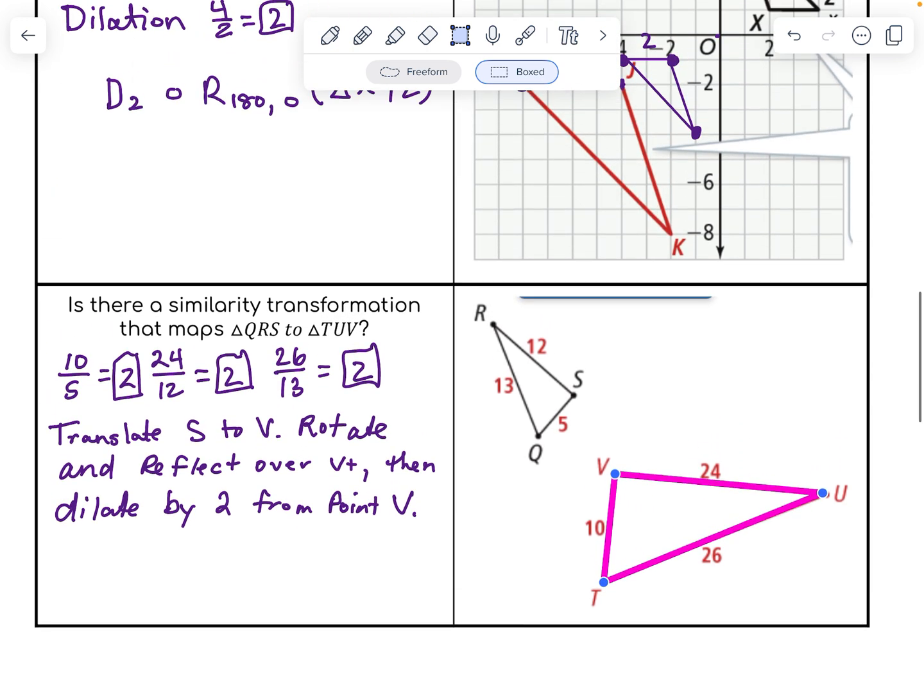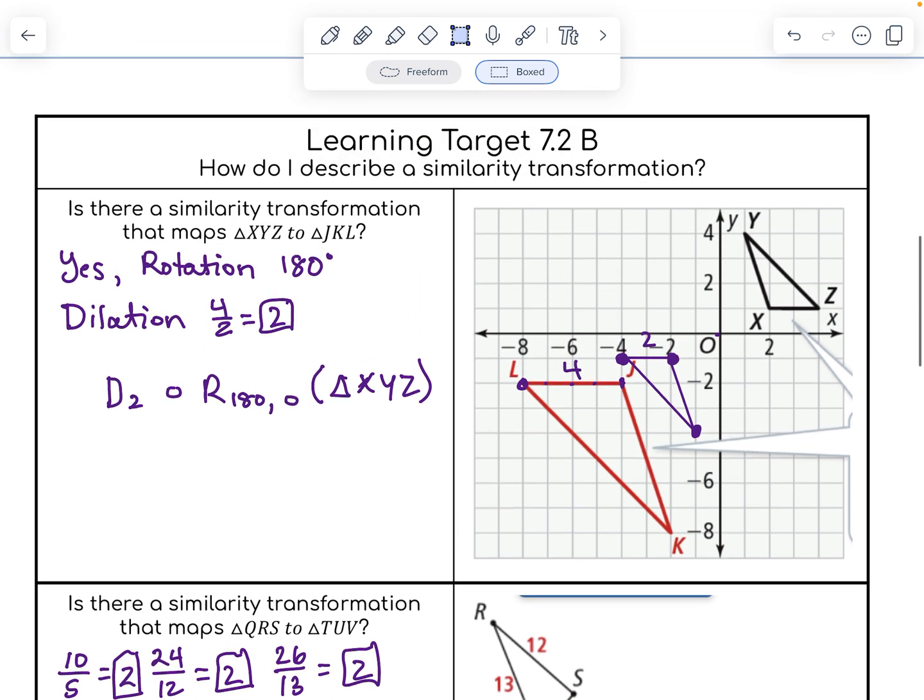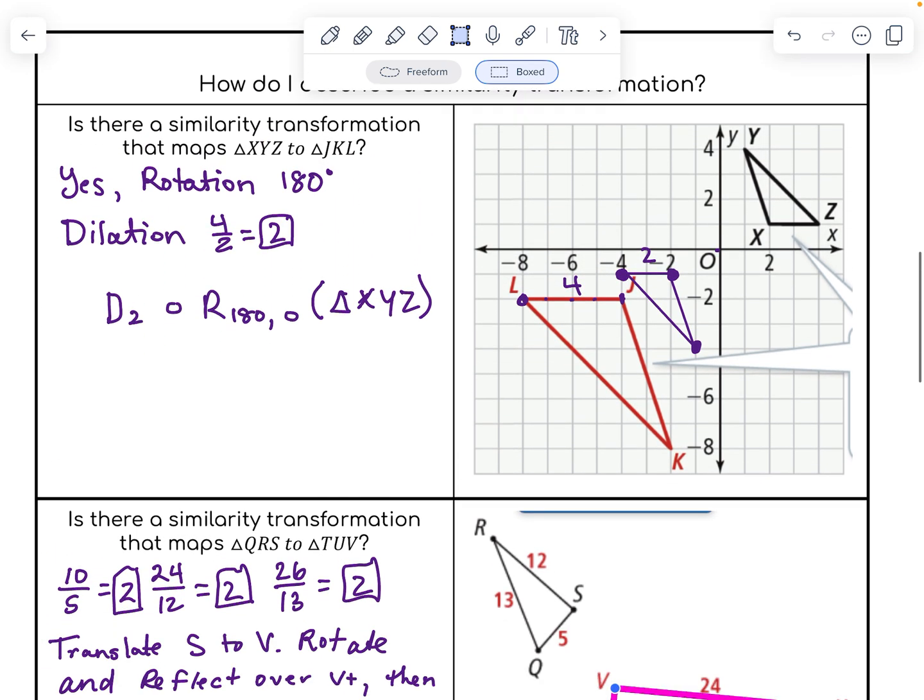But that is how you're going to do 7.2b. You're going to try some Delta Math to just let you play around with it a little bit.